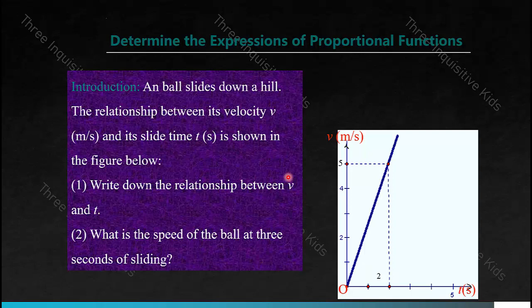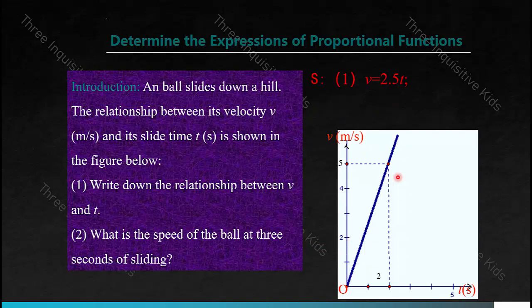Introduction. As the ball slides down a hill, the relationship between its velocity, v, which is in meters per second, and its slide time, t, which is in seconds, is shown in the figure below. Write down the relationship between v and t. And also, what is the speed of the ball at 3 seconds of sliding? I want you to pause the video and try to solve both of these questions on your own.